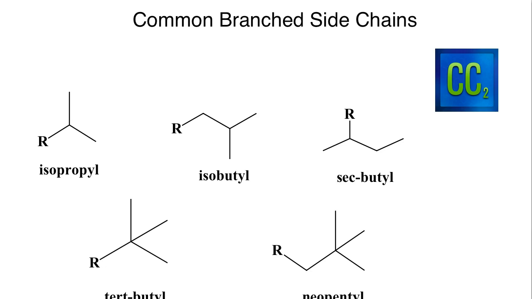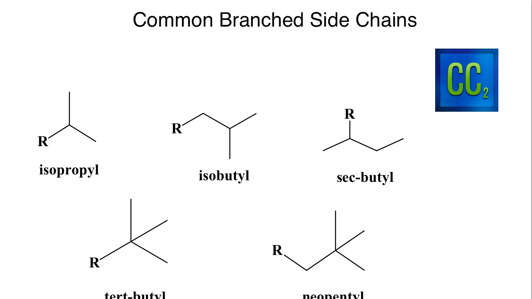Welcome back, everybody. The next lecture here is going to be on the common branch side chains. So we have now, at this point in the course, officially learned how to name compounds by identifying the parent carbon chain, gathering up the substituents, numbering them, and giving them the best priority in terms of lowest numbers. And then finally, we will alphabetize it in order to complete the name.